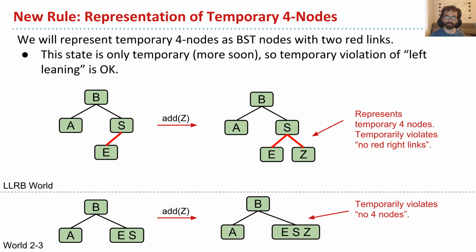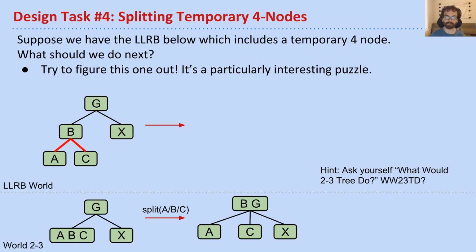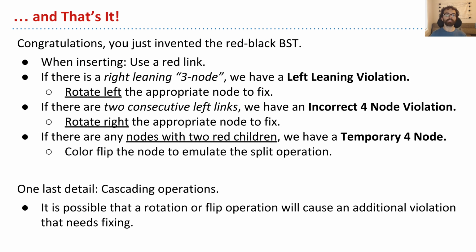It seems like all we did was a few really trivial cases, so how could this possibly work, okay? Well, what you've just done is invented the rules for a red-black binary search tree, so they're not so bad. This is the full set of rules. So when you're inserting, use a red link. If there's a right-leaning 3 node, well then we have a left-leaning violation. So we need to rotate left the appropriate node in order to fix. So if we ever have a right-leaning node, we swing it to the left.